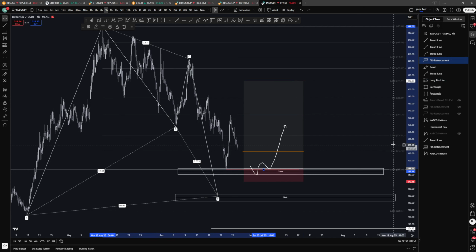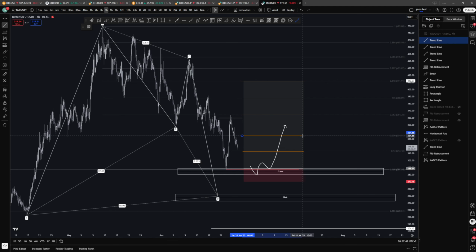Both this 113 and 236 will be optional TPs. You can take both of these or you can skip both of them. Entirely up to you. I'll mark them out. Both of these are optional.